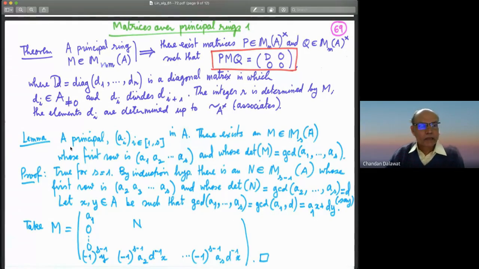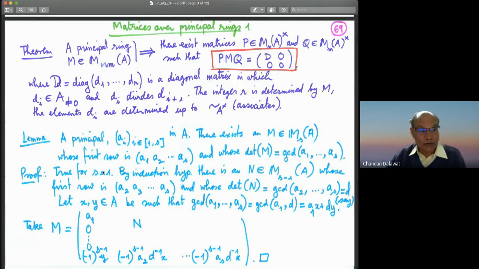What does the lemma say? It says that whenever I have a principal ring A and a family of elements in A, say s elements, then I can find a square matrix M of size s, whose first row is a1 to as, and whose determinant is the GCD of these ai. The GCD of these ai is any generator of the ideal generated by them. It is being claimed that you can always find a matrix M whose first row is this given row and whose determinant is the GCD of this first row.